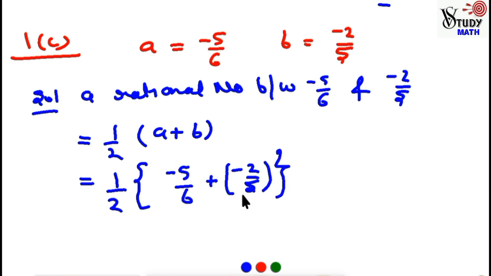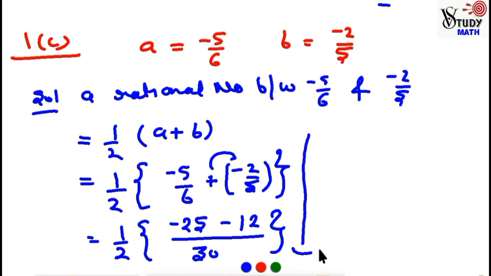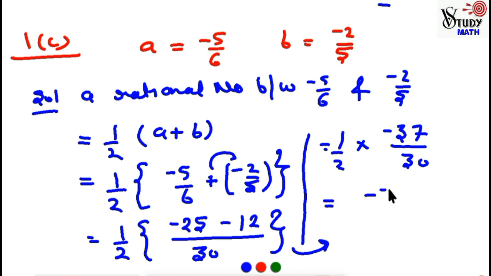Here positive and negative multiplied become negative. 1 by 2 times, LCM of 5 and 6 is 30. 6 fives are 30. 5 multiplied by negative 5 becomes negative 25. 5 sixes are 30. 6 multiplied by 2 becomes 12. Now I'm going to solve this here. 1 by 2, what we have? Negative 37 upon 30. Now negative 37 upon 60. This is the answer of this question.